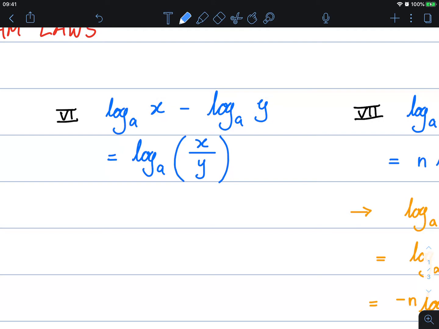Okay, so the order is very important. As a point of comparison, a lot of people do this wrong, so this is wrong. They get confused with log base a of y over x. That is incorrect. That's a common mistake that I've seen before.